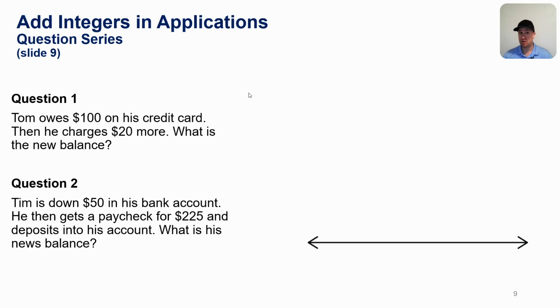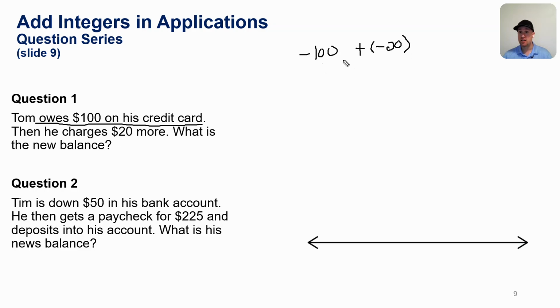Let's now look at the final concept from the chapter reading, which is to add integers in applications, so word problems essentially. So question 1 here, we have Tom owes $100 on his credit card. So to owe something means you're in debt. So where Tom's starting is at a negative 100. He then charges, so he adds $20 more of debt to his credit card. So in this case, he is adding a negative 20. It then asks, what is his new balance?